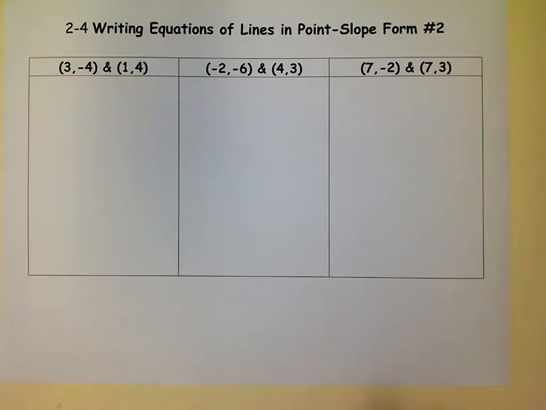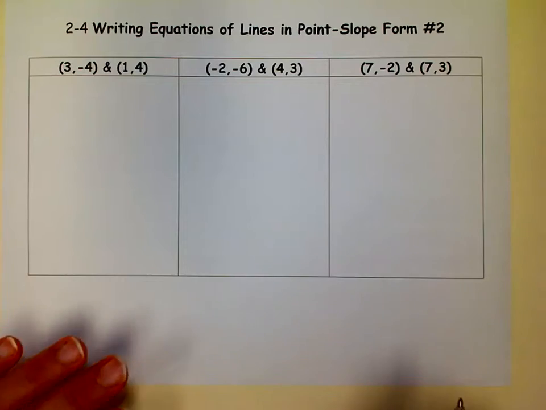Notice that these do not have the slope. They just give you 2 points. Well, in order to use point slope form, you have to have a slope. So that's the first step that we will do.